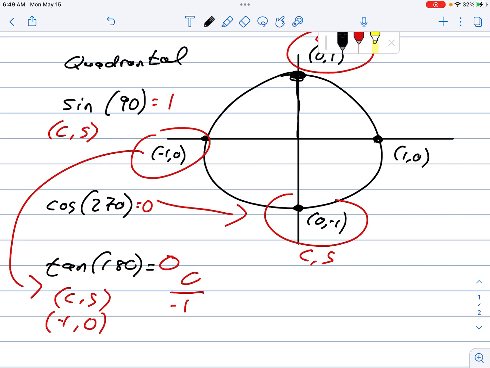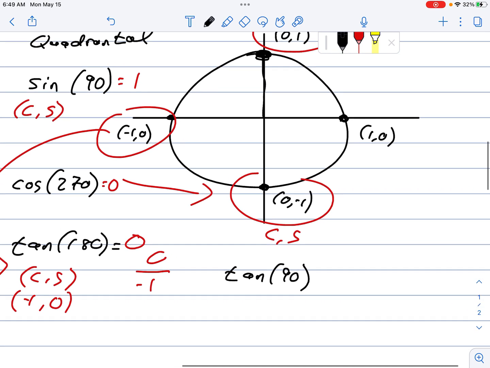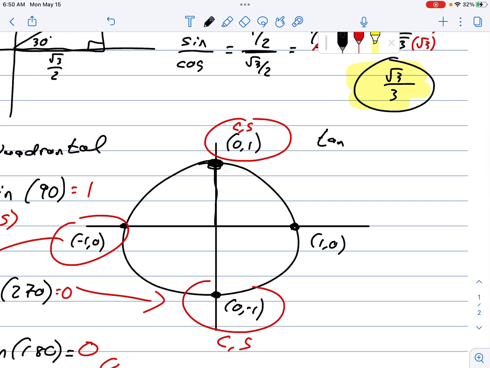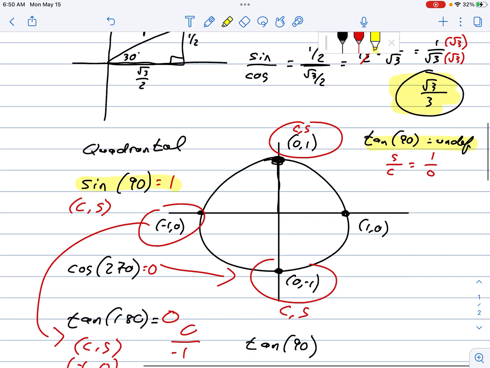But if I were to tell you, what is tangent of 90? That's that top one. I'll write it up here. Tangent of 90 would be sine over cosine, 1 over 0, and that is undefined. So you could get an answer of undefined. Now, you'll eventually have a quiz where I'll ask you any version of this. I could ask you stuff in quadrant 1, 2, 3, or 4.